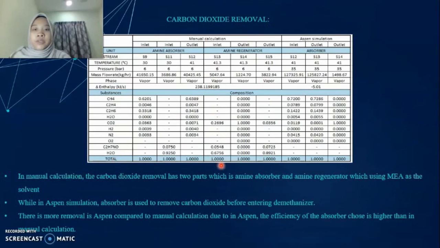In the manual calculation, there are two parts in this unit: the first part is the amine absorber and the second part is the amine regenerator, where we are using MEA as the solvent. In the Aspen simulation, we only use the absorber to remove the carbon dioxide. There is more removal of carbon dioxide in the Aspen simulation because we use a high efficiency absorber to remove the carbon dioxide, around 95%.